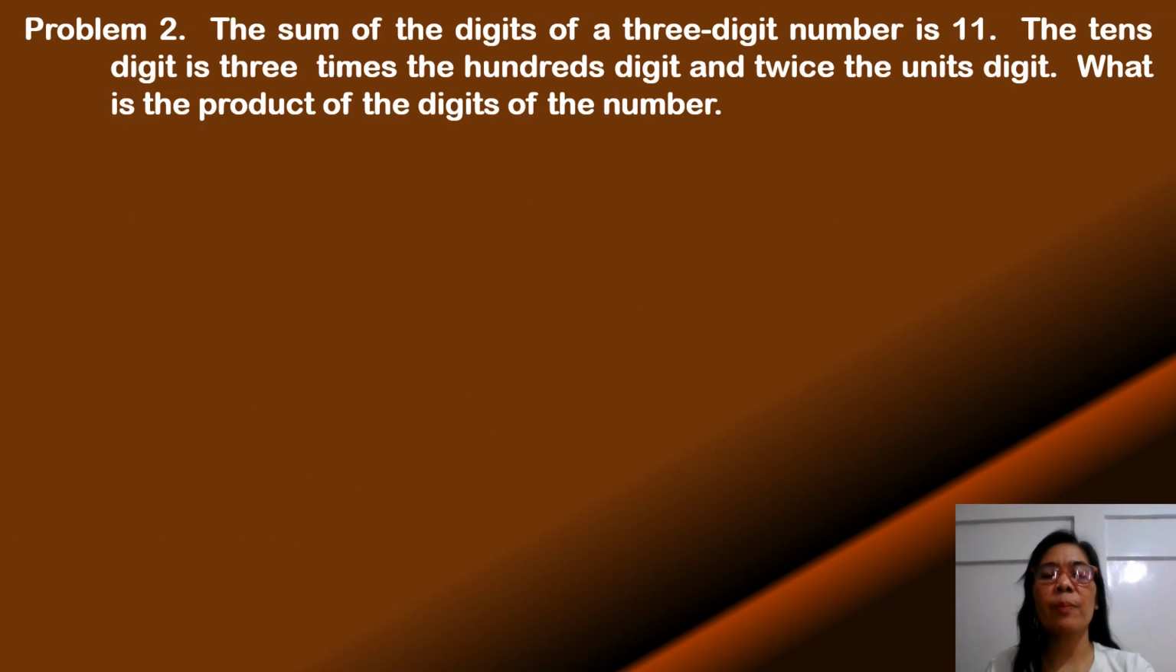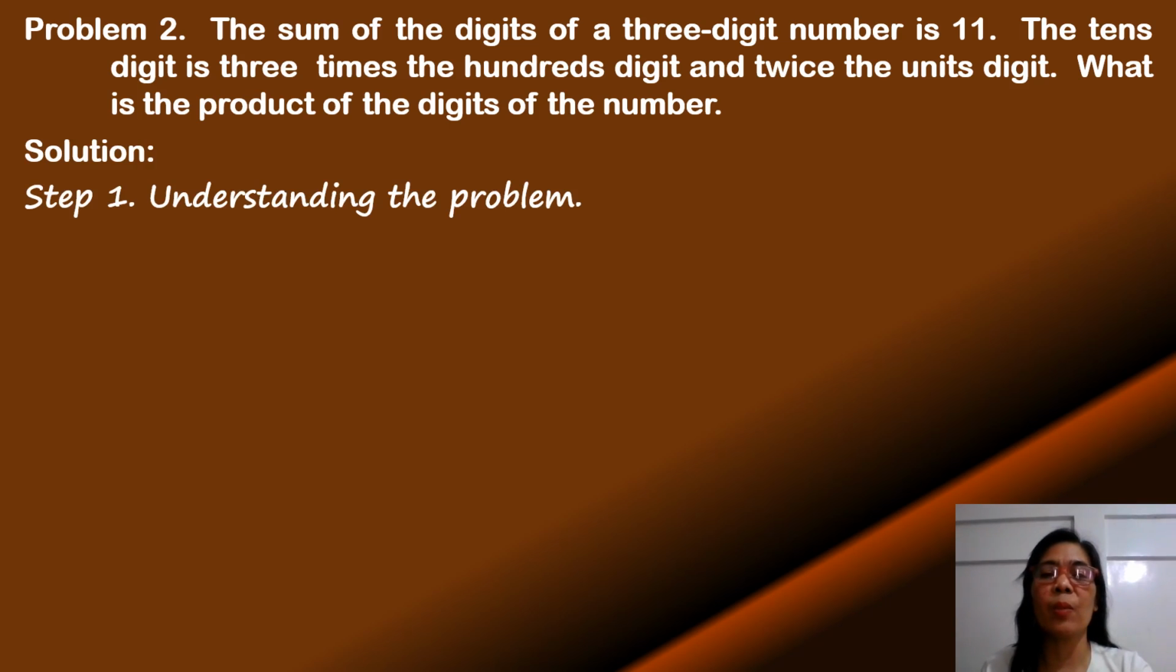Here is a problem. The sum of the digits of a three-digit number is 11. The tens digit is 3 times the hundreds digit and twice the units digit. What is the product of the digits of the number? So we make use in here of Polya's four-step approach of problem solving. We start with understanding the problem.